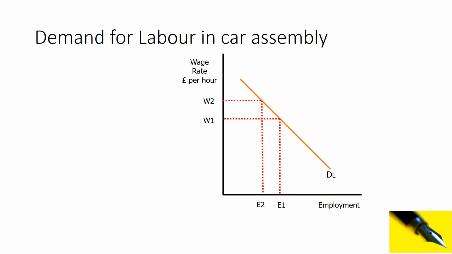So in this case, if the wage rate paid is W1, then the quantity of labour employed is E1. And if, for example, the wage rate rises to W2, then we would expect that we would get a contraction in demand for labour. So the wage rate rises from W1 to W2. The quantity of labour employed would fall from E1 to E2. And the reverse is also true. If the wage rate fell from W2 to W1, the quantity of labour employed would rise from E2 to E1.